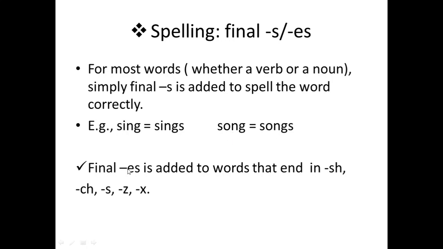But this is the case for ES. Final ES is added to verbs that end in SH, CH, S, Z, X. Okay? So, whenever you see a word that ends with one of these, SH, CH, S, Z, X, you will immediately use ES. Let's look at these examples.